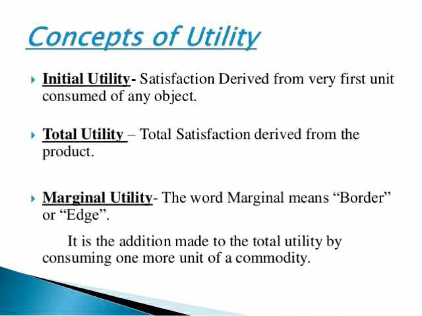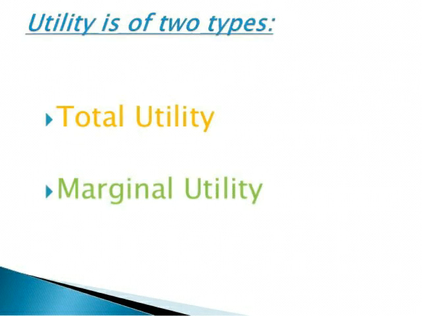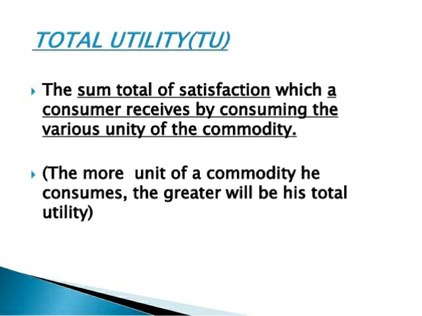The concept of utility, first is total utility. That is the total satisfaction derived from the product. And marginal utility: the word marginal means the border or the edge. It is the addition made to the total utility by consuming one more unit of the good. So what are the two different types of utility? One is total utility and the other is marginal utility.